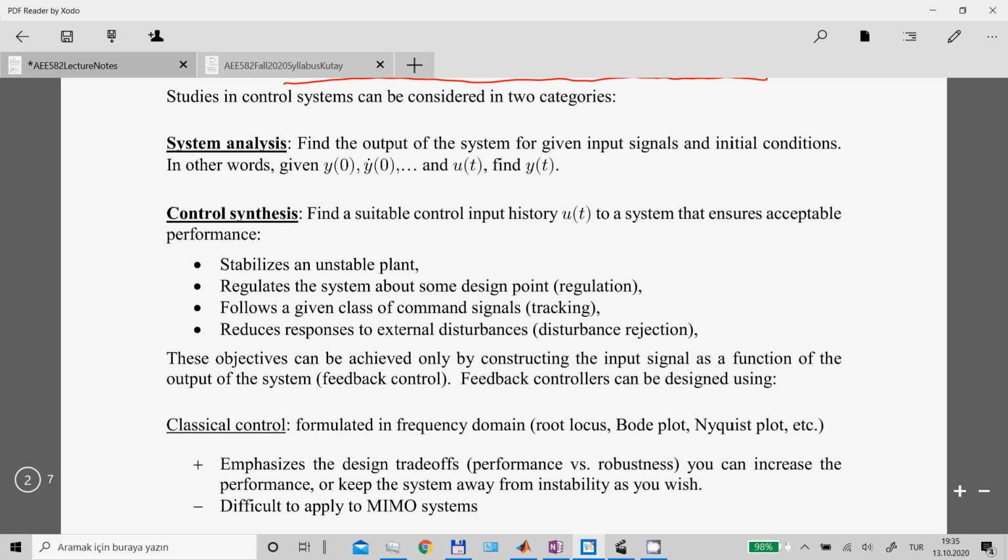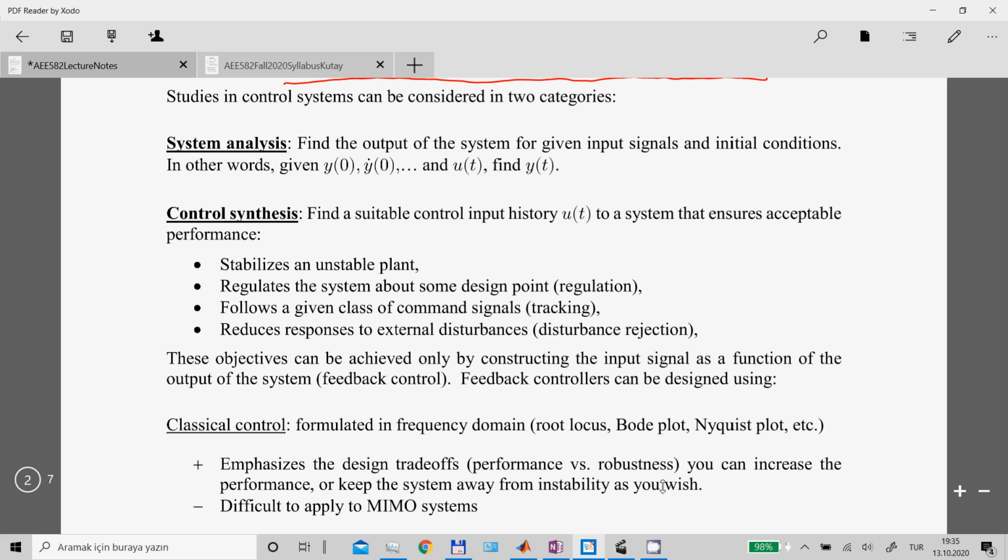And obviously, while increasing robustness, you need to give up some performance. So in frequency domain design, you can adjust that easily. That's the powerful thing about classical control. And the disadvantage is, as I said earlier, we can do that easily for single input, single output systems. But once you switch to multi-input, multi-output systems, then you can't really do that anymore.